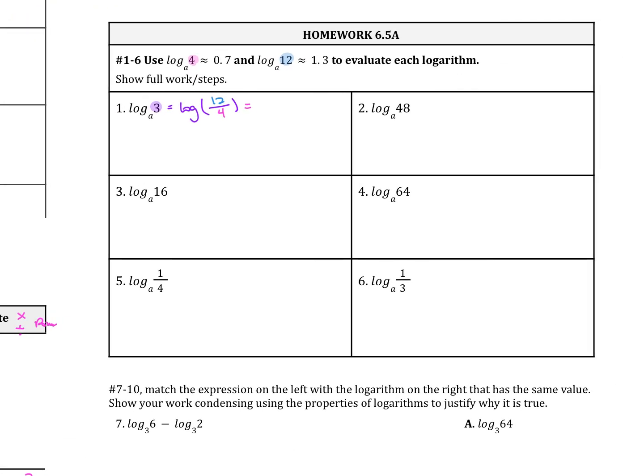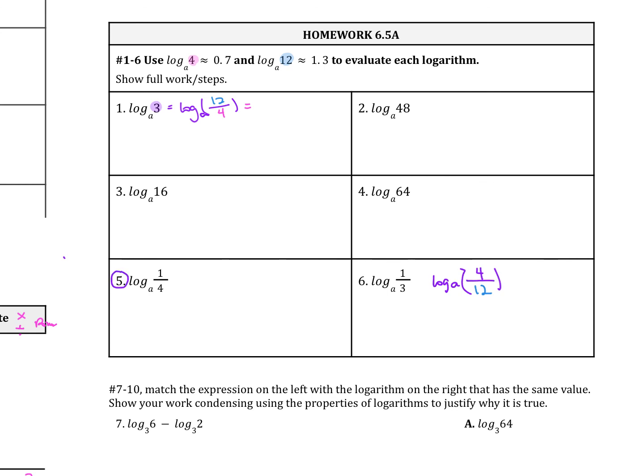And number 1 is very similar to number 6. We have log base a of a third. If we have log base a of 3, and it's 12 over 4, then we can get log base a of a third by taking the reciprocal. Meaning we can use log base a of 4 over 12, right? 4 over 12 will reduce to 1/3.